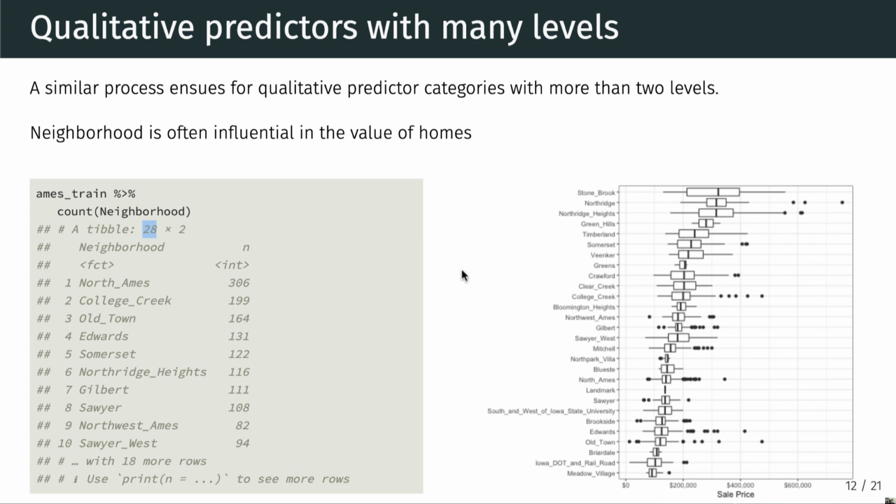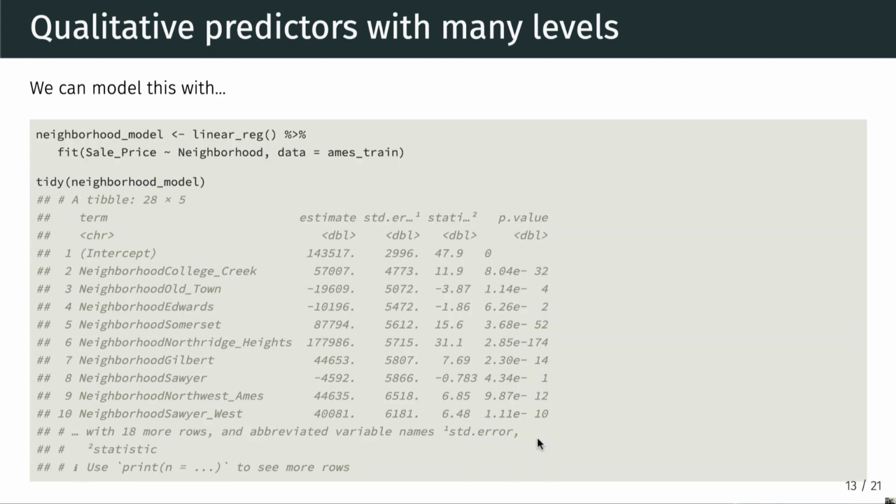So if we were to plot out the average sale price by neighborhood, we can see that there's quite a big difference between Stonebrook, Northridge Heights, and Green Hills compared to these neighborhoods down at the bottom of this plot, which are Briardale, Meadow Village, Old Town, Edwards, and so on. So we can see there's a pretty big difference in sale price, but we may want to model this. Let's run a simple linear regression model where sale price is simply a function of neighborhood.